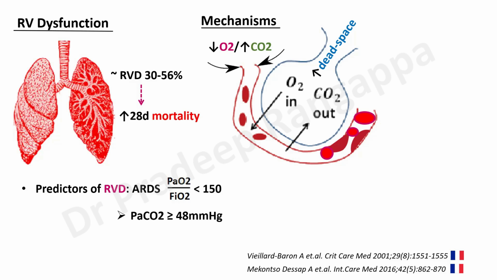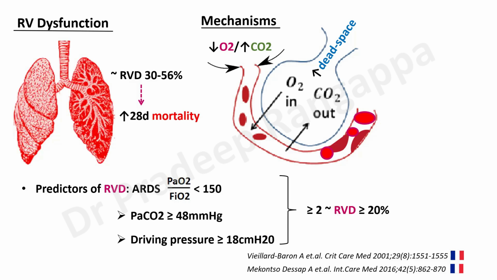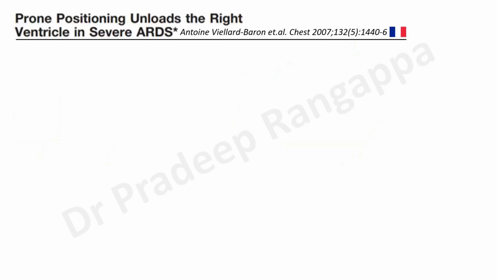So CO2 more than 48 can cause RV dysfunction, and so can driving pressures if they are perennially more than 18 centimeters. So if a patient has any two or more of these, PF ratio less than 150, CO2 consistently more than 48, driving pressure more than 18, they are at risk of developing RV dysfunction. Does proning help in RV dysfunction? Proning does help in offloading the RV, and there is a study for this.